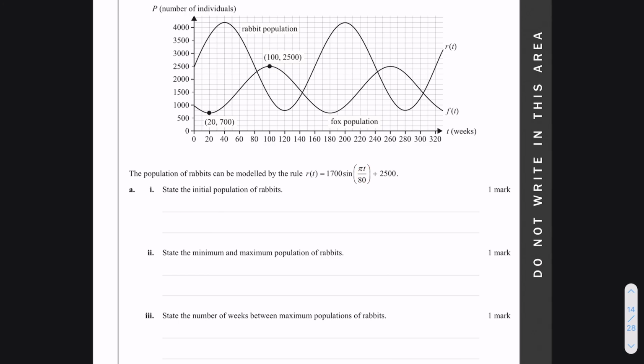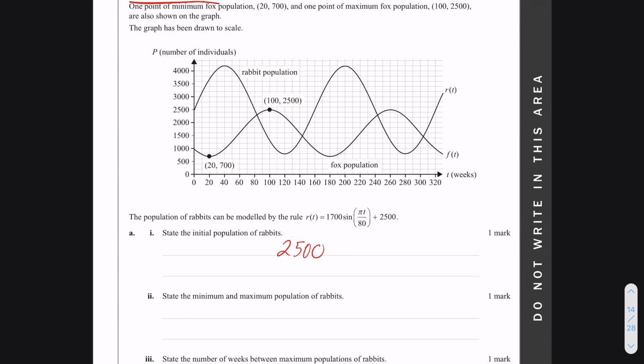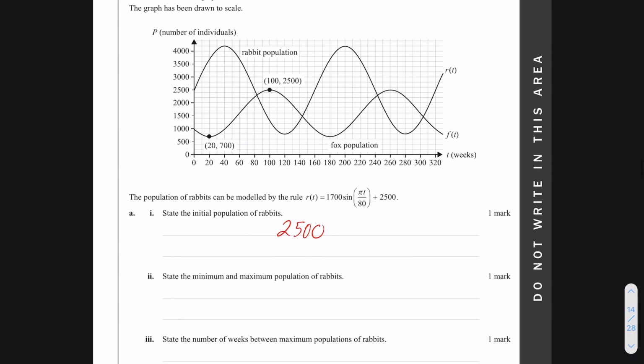So that's just 2,500. Minimum and maximum. Okay, well, the maximum is just going to be 2,500 plus the 1,700, and that's 4,200. And the minimum is going to be 2,500 minus the 1,700, and that is 800.